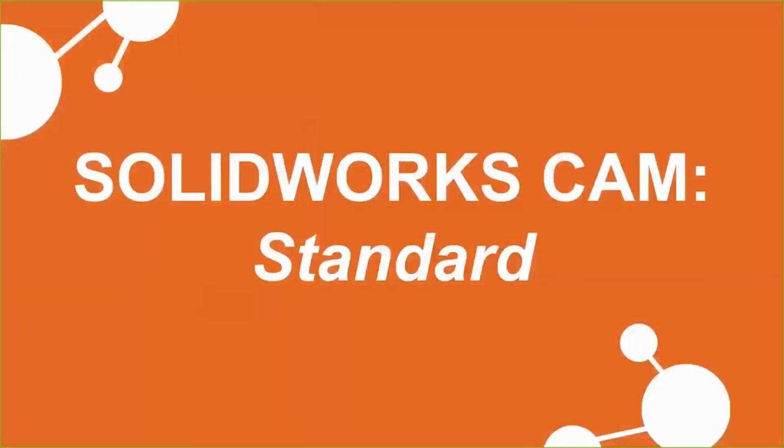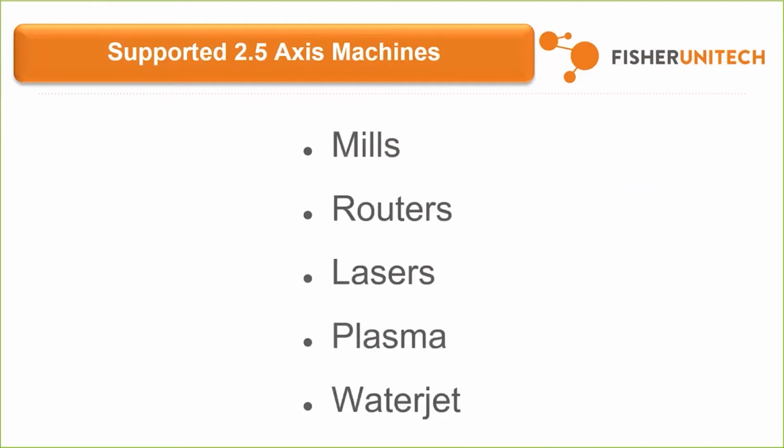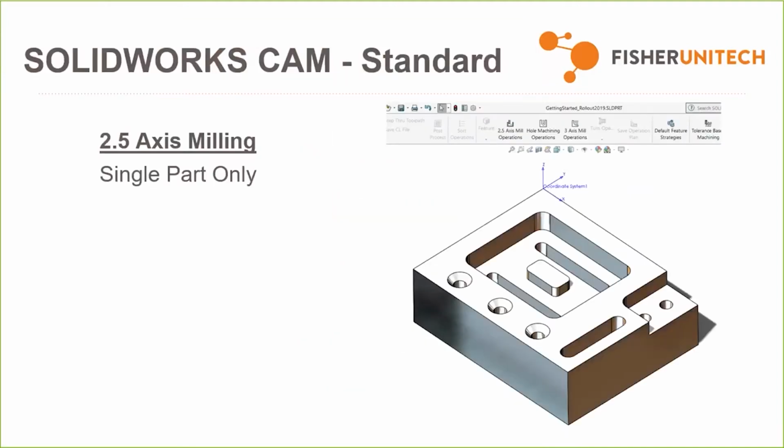Okay, so let's talk specifically about SOLIDWORKS CAM Standard. What 2.5 axis machines are we talking about when we say we're a 2.5 axis solution? We're talking about things like mills, routers, lasers, plasma cutters, and water jets. So SOLIDWORKS CAM Standard is a 2.5 axis milling solution for single parts only. If we wanted to machine multiple parts, we would need to upgrade to SOLIDWORKS CAM Professional. So it is for single parts.